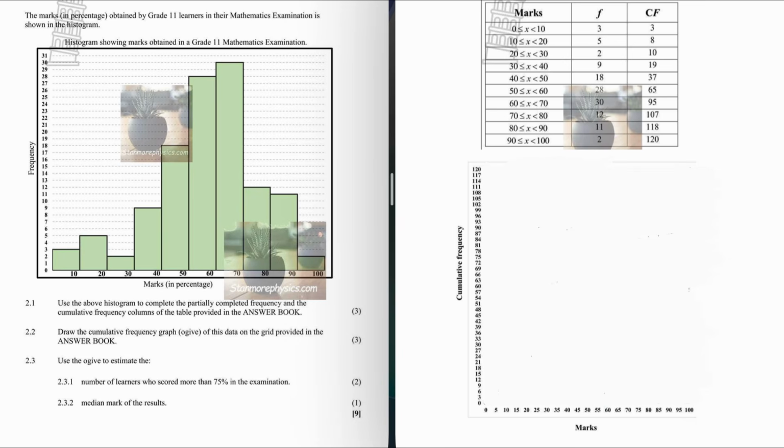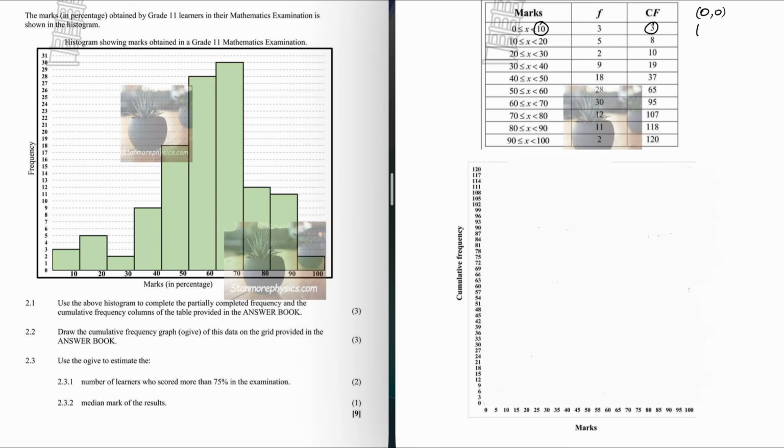Draw the cumulative frequency graph, the ogive, of this data in the grid provided. So we have to use the table in order to get coordinates. The coordinates are going to be as follows. We start at 0, 0. That's our first coordinate. Then the next coordinate: the cumulative frequency is 3, and the x value then will be 10.